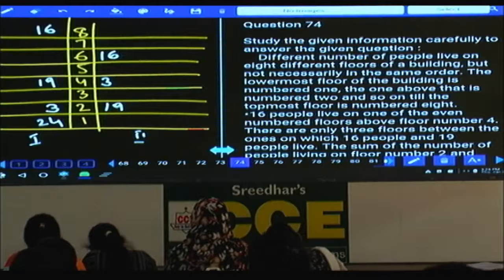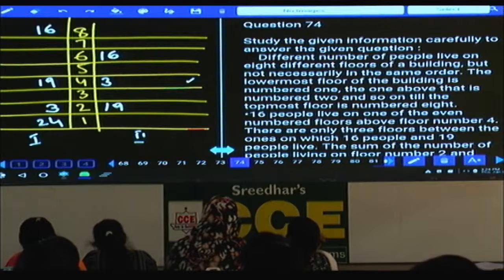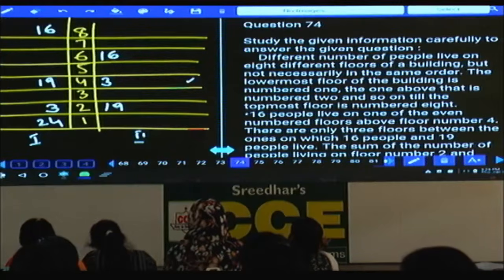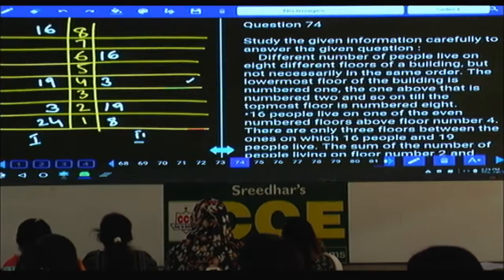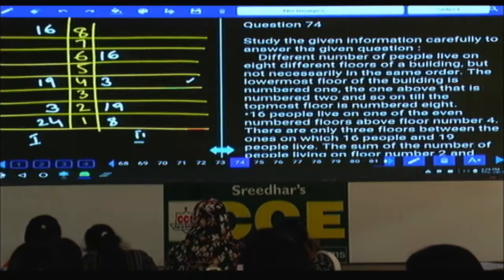Then coming back to the second one. As there are 3 persons here, then 5 persons more than these 3, hence it must be 8. Clear now? And the next information is related to the number of people living on floor number 7.